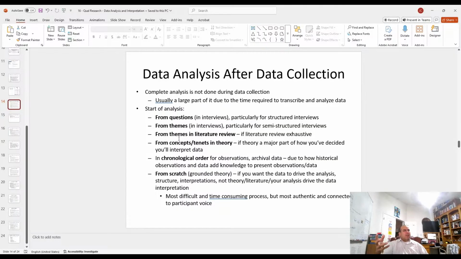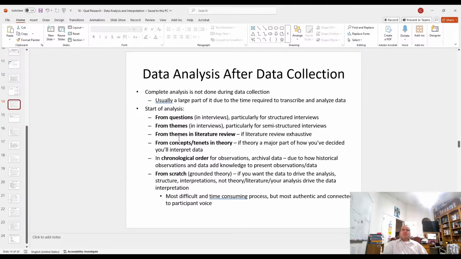You may have theory, concepts in the theory, like I did for the Men and Boys of Color project when I used LabCrit. Use those concepts as major buckets for how you're going to break up and interpret the data. It could be chronological order. It could be from scratch.